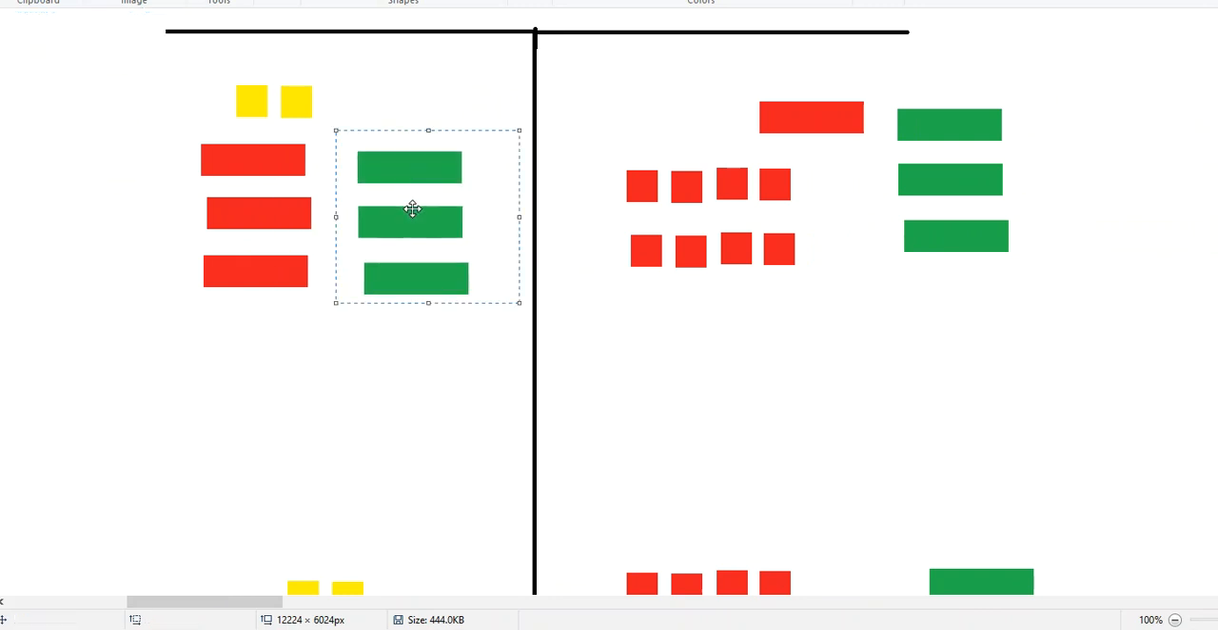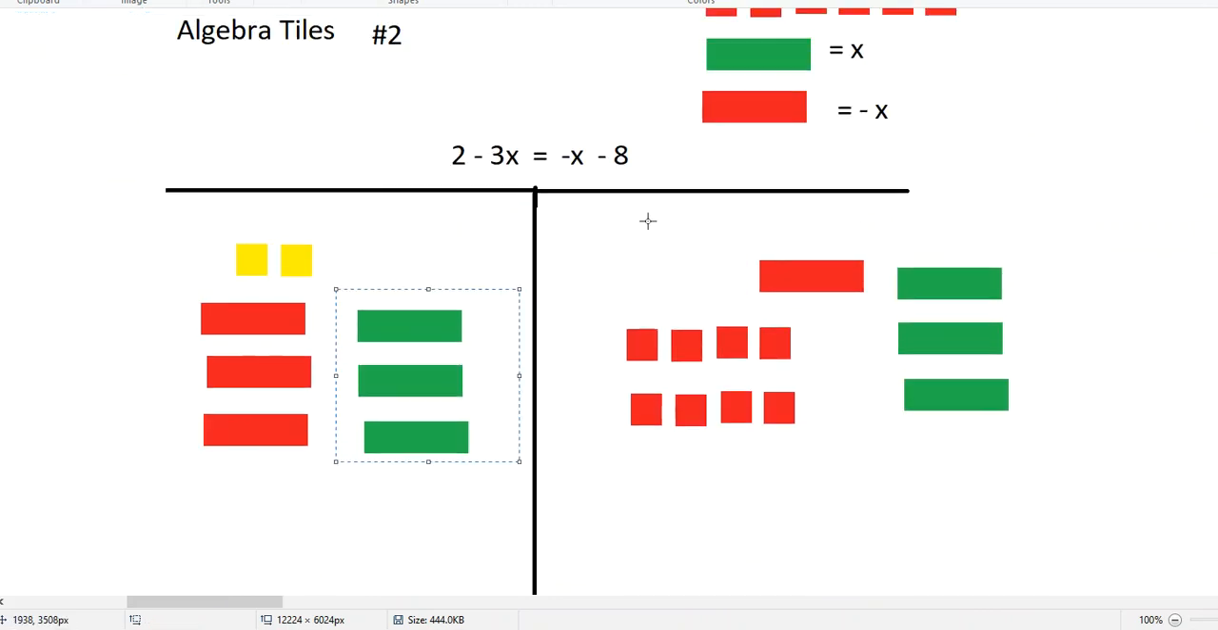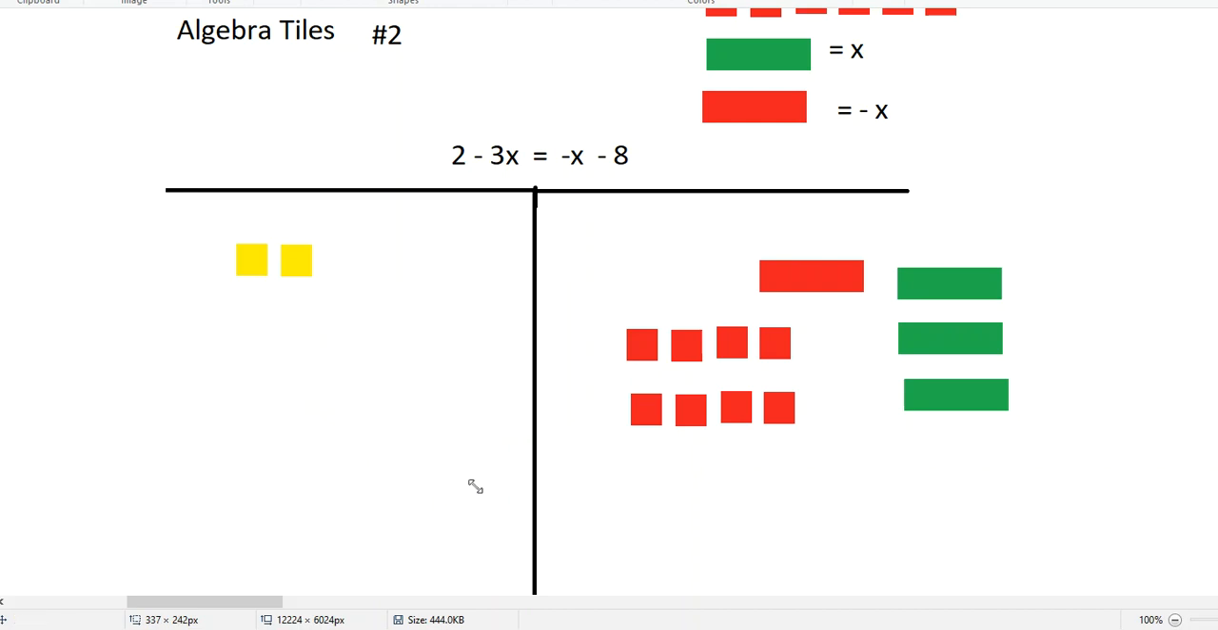So if we have negative 3x, if we're taking away 3x, the opposite is we add positive 3x to both sides. It's not going to take much to see that these are all 0 pairs, and those can go away. Well, we don't have 3 0 pairs here, but we do have a single 0 pair. Okay, so we have 2x on this side, minus 8 equals 2.